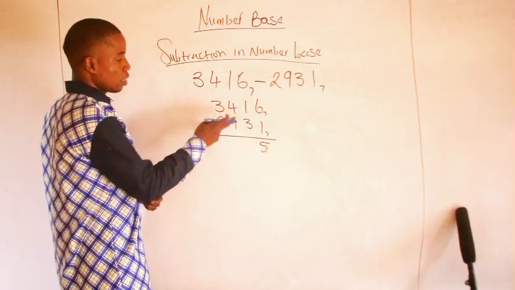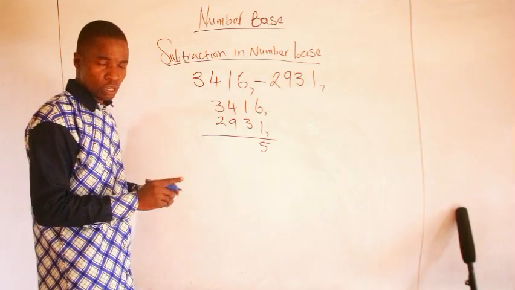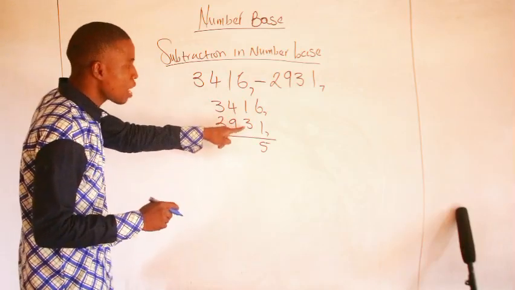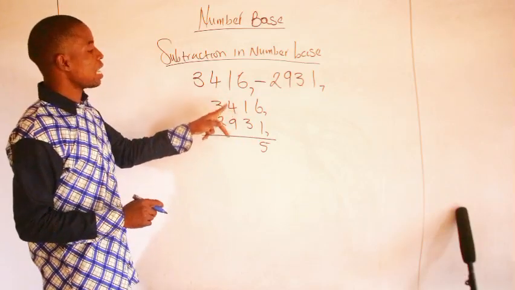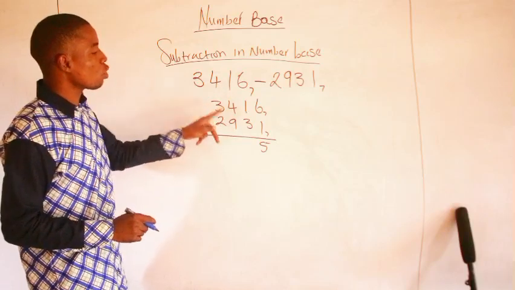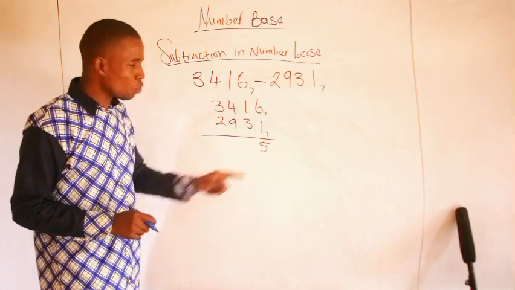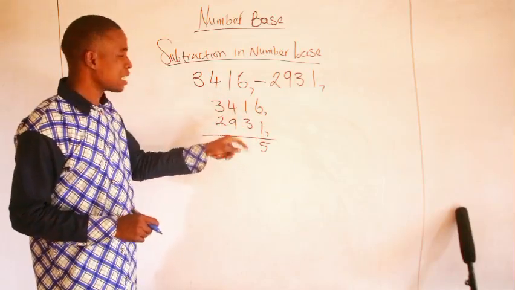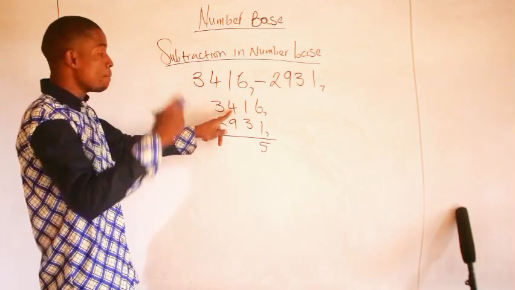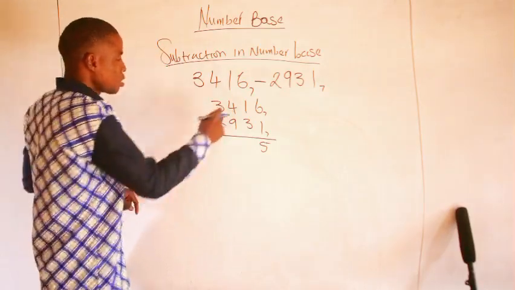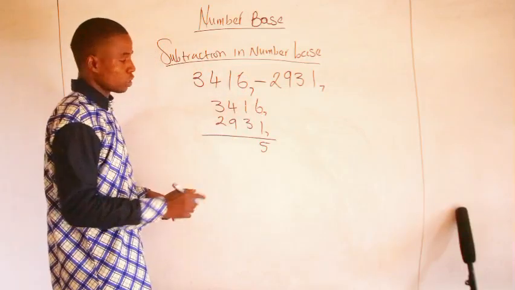Now, look at it. 3 minus 1 is not possible. I want you to take note of this. 3 minus 1 is not possible, so you need to borrow from this one. You borrow 1 from this one and join it here. But any number you borrow will turn to the base of that place. When you are borrowing from this one, the 1 will turn to base 7. Let us borrow from here, base 7, and add with this one, making 8.